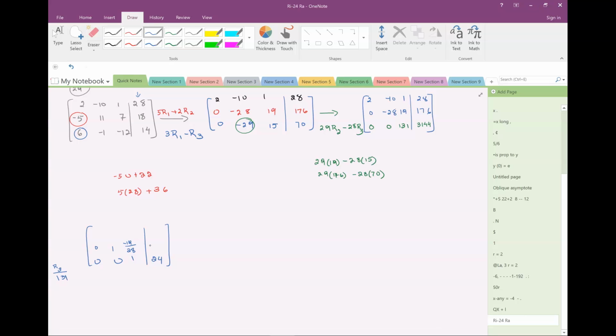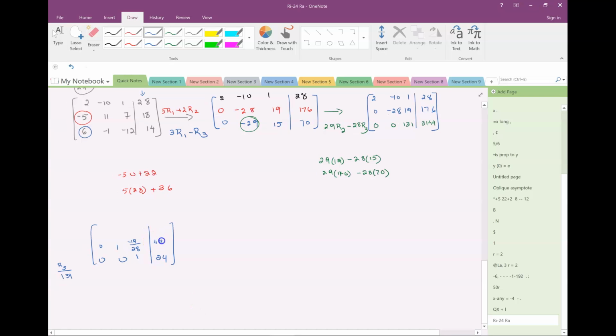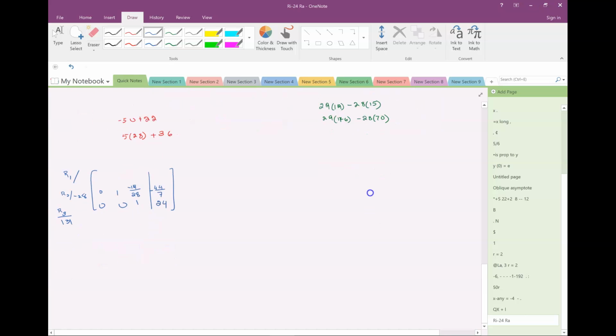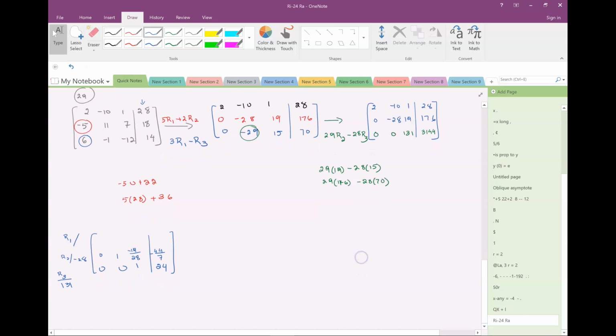Okay, so that'll just be 44 over 7, negative, right? So what we did is divide row 2 by negative 28. And then row 1, I'm going to divide by 2. So I get 1, negative 5, 1/2, 14. Okay, so this is the matrix in row echelon form.